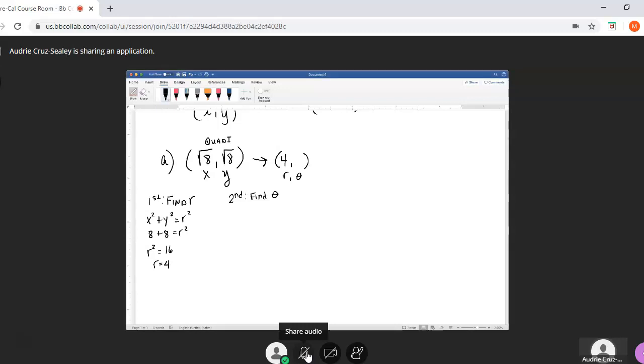So we're going to find theta. That's your second step. To find theta, you're going to take the tangent inverse of y over x, and that is going to equal theta. Okay? So if I do that, wouldn't I get the tangent inverse of the square root of 8 over the square root of 8? That's going to equal theta. And so this is tangent inverse of 1 equals theta. And where does tangent inverse equal 1?